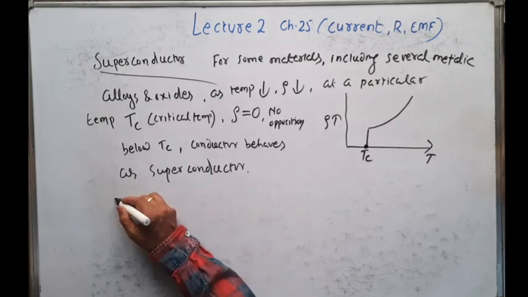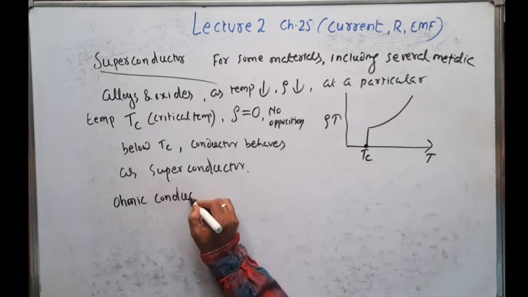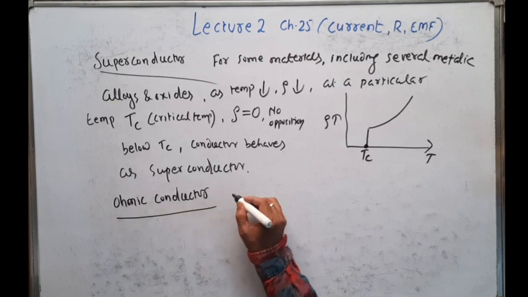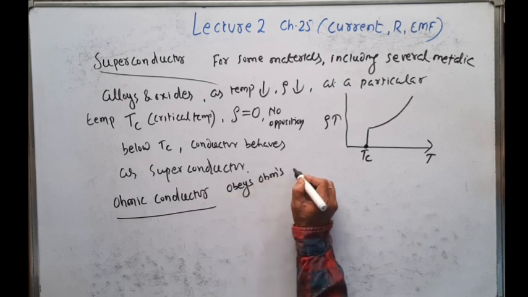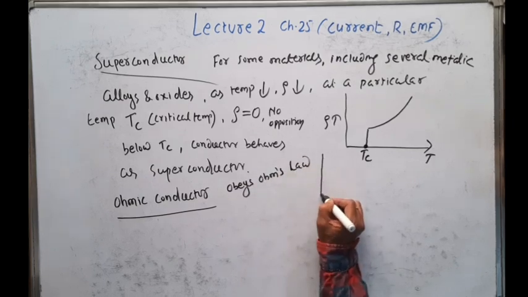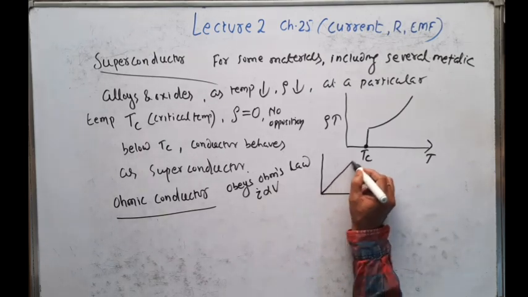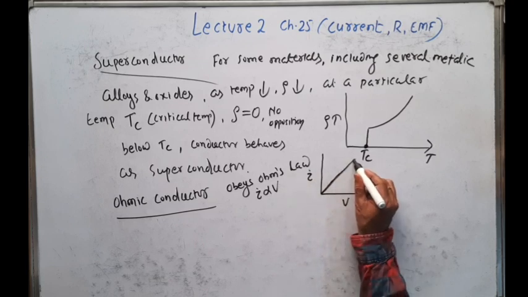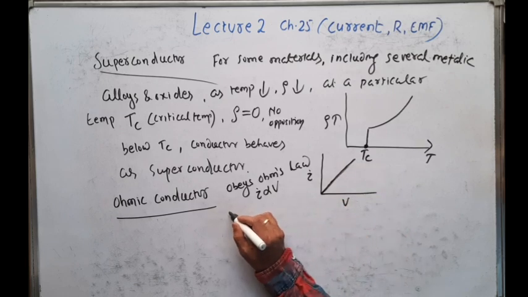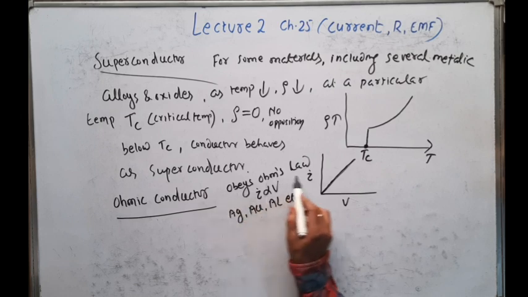Now we will see what we mean by an ohmic conductor. An ohmic conductor is a conductor which obeys Ohm's law. What is Ohm's law? Ohm's law states that current is directly proportional to potential difference at constant temperature. So if we draw a graph, the current versus voltage graph is a straight line. This is called an ohmic conductor. What are examples of ohmic conductors? Silver, gold, aluminum, etc.